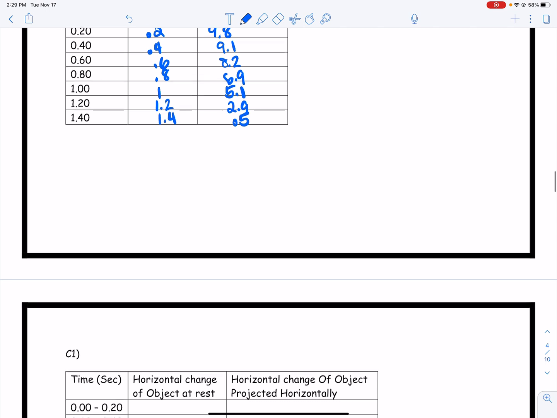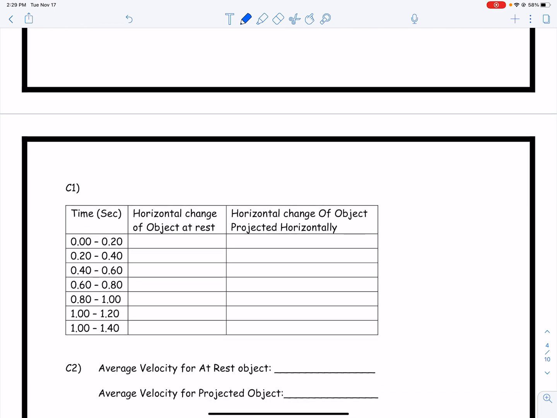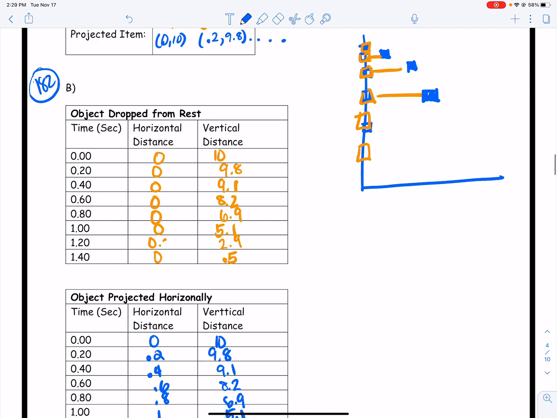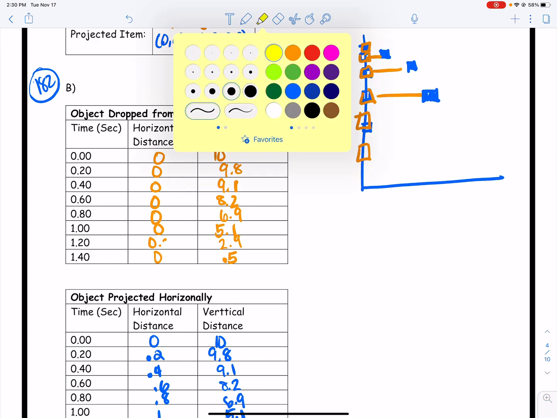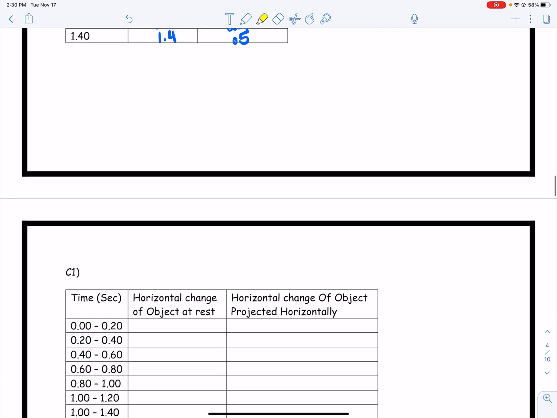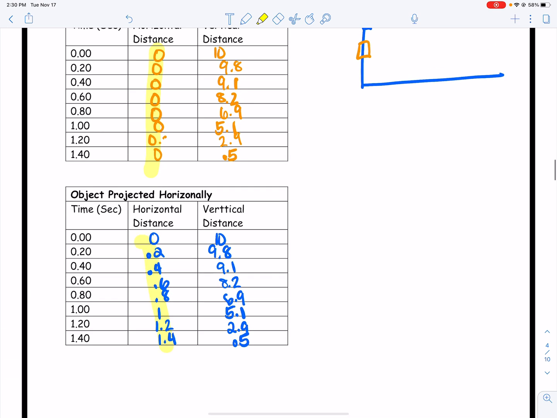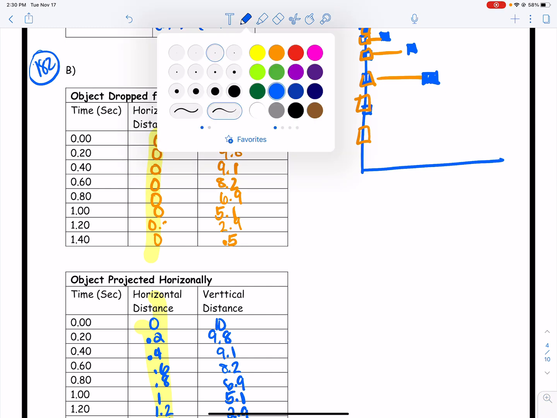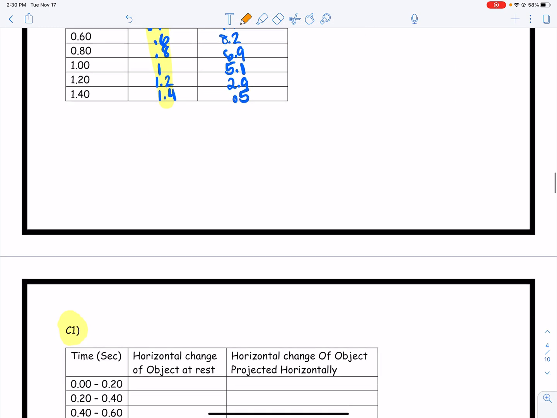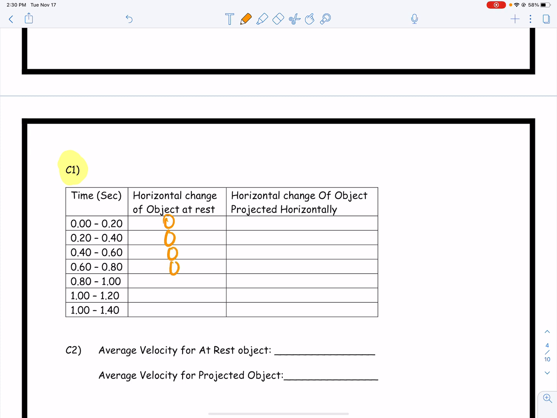So my next question says, find the horizontal change of the object at rest and the horizontal change of the one projected horizontally. So if I go back up here, my object at rest, I'm now just looking at my horizontals. That's what they're wanting me to do in question C. They're wanting me just to look at the horizontals. So this one is easy to do. The first one, the one at rest, just stays 0 all the way down. I don't even need their formula. It's 0. So the average velocity in the x position, my average velocity change on C2, is just 0.